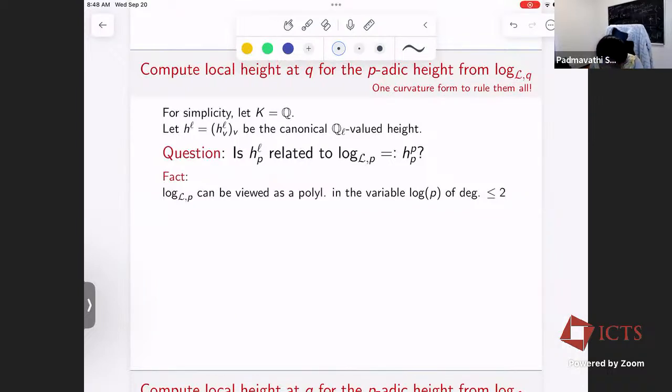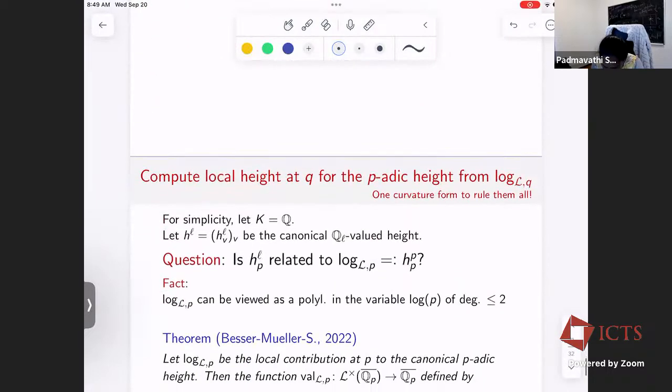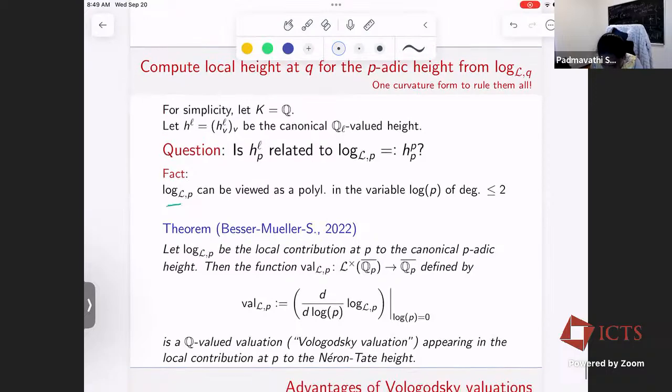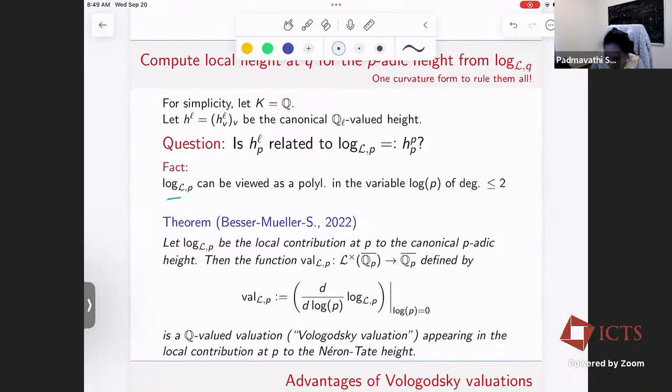such an answer in our work. So it turns out that these local heights at P, if you write out what these integrals look like, they depend on the choice of a P-adic logarithm. And if you don't want to choose a particular value, you can view these local log functions as a polynomial in the formal variable log P, a polynomial of degree at most 2. And it turns out if you study the dependence of these log functions on the choice of P-adic logarithm, you can extract these canonical valuations.